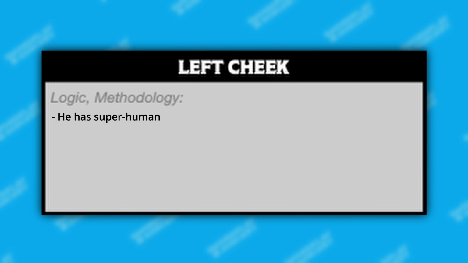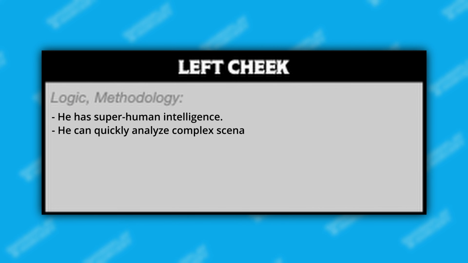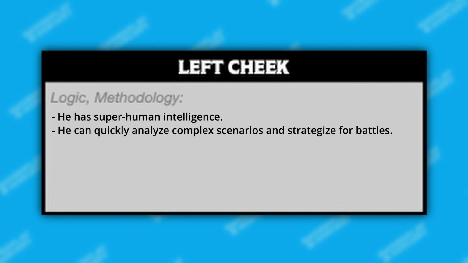Next up, the left cheek. What is your character's intelligence, and how does it manifest itself? Superman possesses superhuman intelligence. He often has the ability to quickly analyze complex situations and strategize for battle.